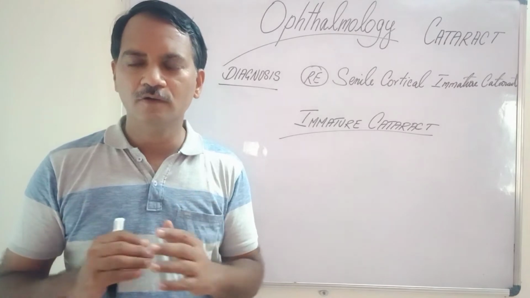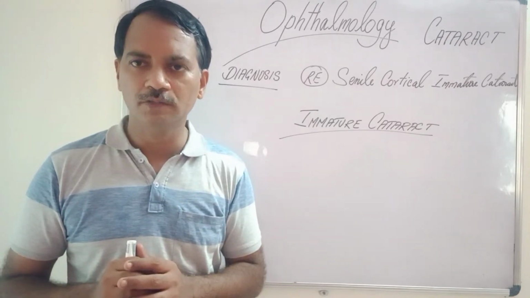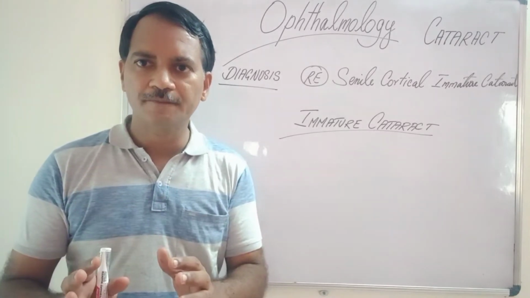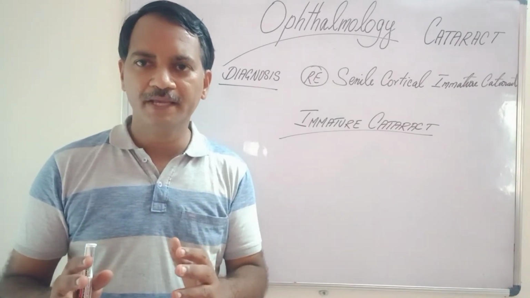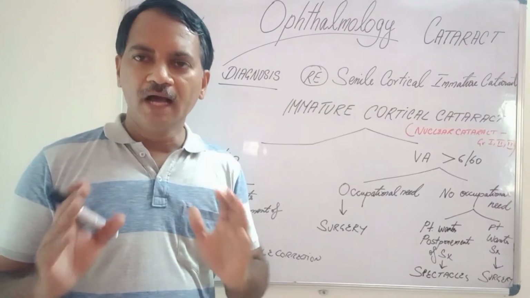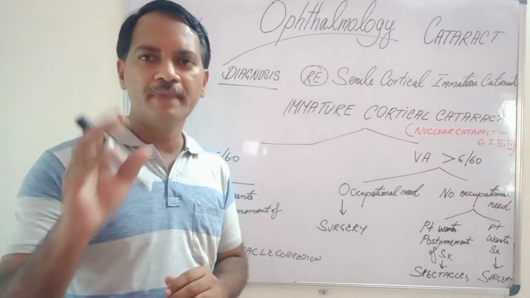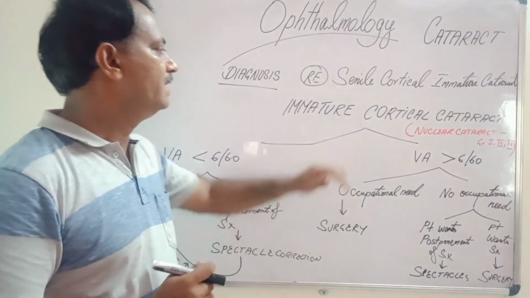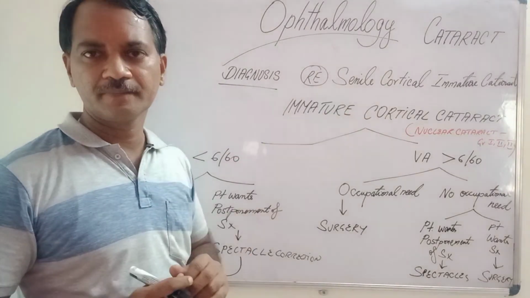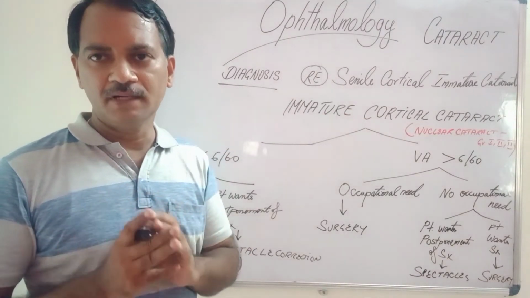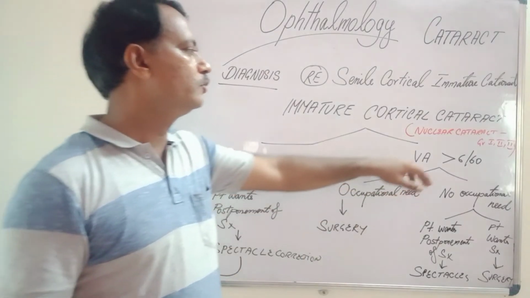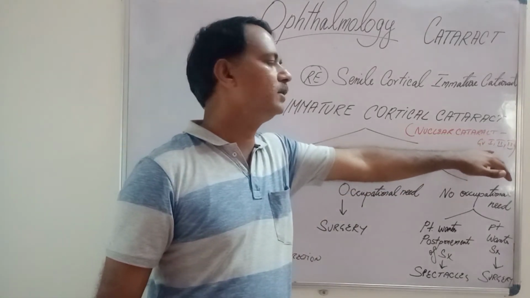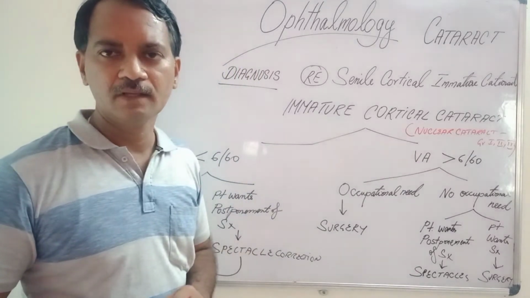In this video, I am going to talk about how to approach immature cortical cataract in our patient in the other eye. Now, let us see how to manage a case of immature cortical cataract. This management holds good for managing a case of nuclear cataract grade 1, 2 and 3 also.